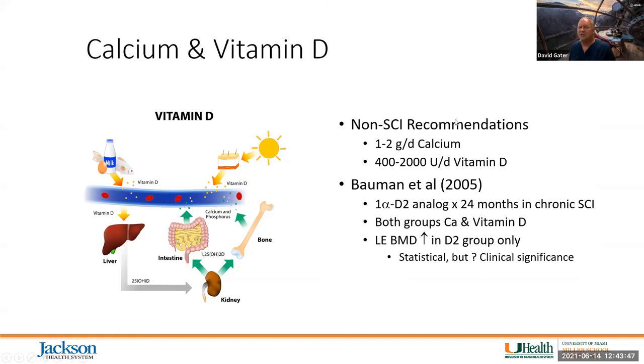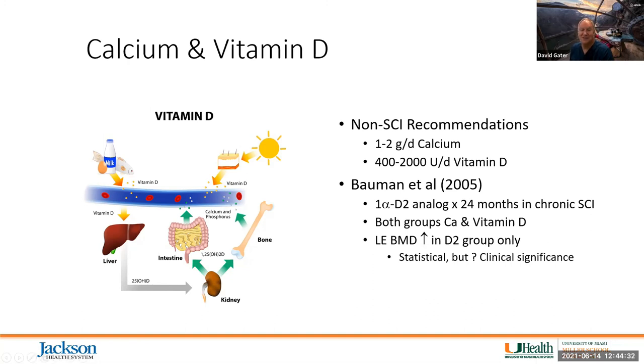So 1 to 2 grams per day of calcium is recommended and 400 to 2,000 units per day of vitamin D. Bill Bauman, again, his study in 2005, they looked at vitamin D analogs provided for 2 years in persons with chronic spinal cord injury. Compared to placebo, they saw a bone mineral density in the lower extremities increase statistically, but it was unclear that this was of clinical significance because they started out at 2/3 normal bone mineral content in the lower extremities.